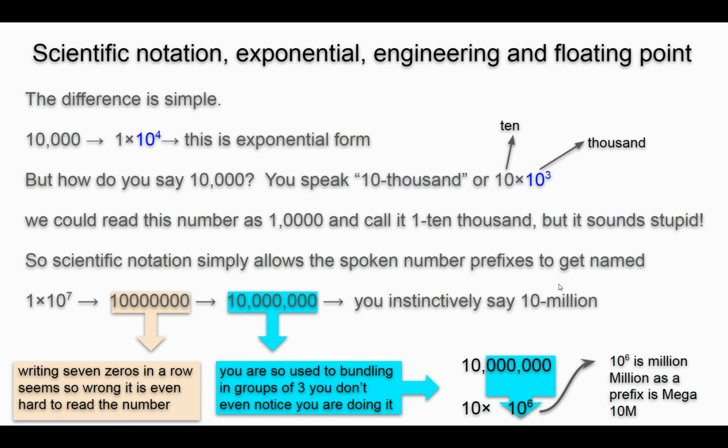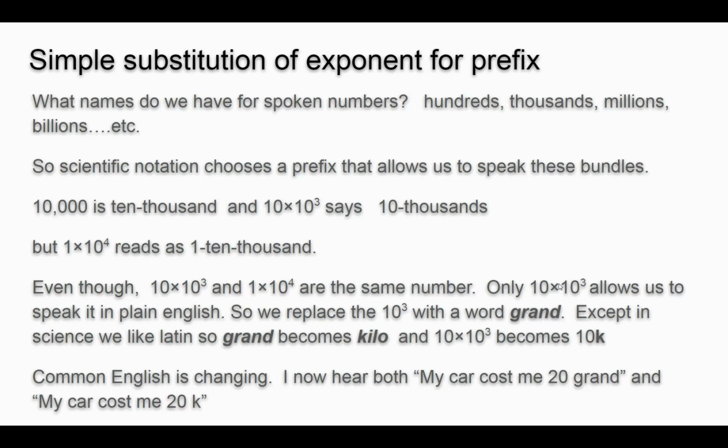So scientific notation chooses a prefix that allows us to speak these bundles. 10,000 is 10,000. And 10 times 10 to the 3 is literally saying 10 thousands. But if you look at 1 times 10 to the 4, it would read to your brain as 1/10,000. So even though these two numbers, 10 times 10 to the 3 and 1 times 10 to the 4, are actually the same number, it is only 10 times 10 to the 3 that lets us speak it in plain English. So we replaced the 10 to the 3 in the old days with the word grand.